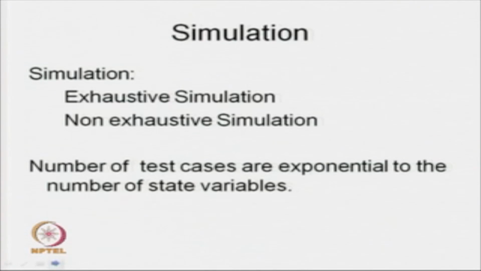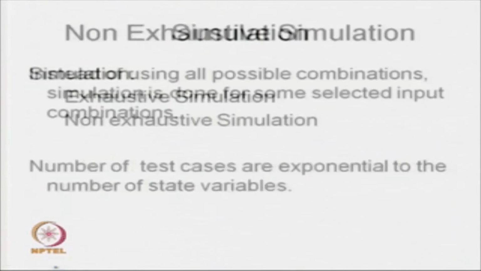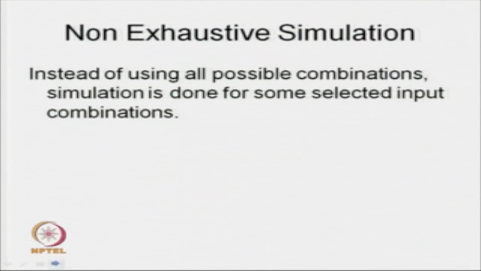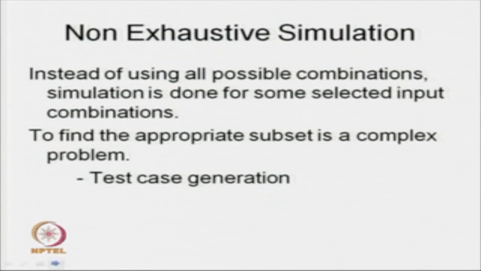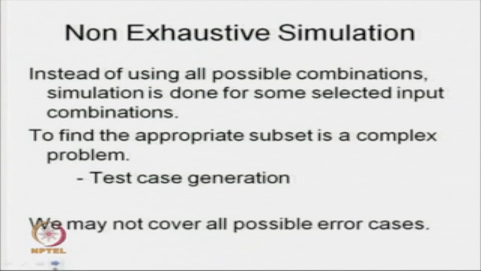So, what we said is that the number of test cases is exponential, as I have already mentioned. In that case, we are going to test it for some fixed number of input combinations. So, instead of going for all possible combinations, we will go for some selected combinations. Just summarizing: to find the appropriate subset is again a complex problem. So, we have another research problem over here, how to find the appropriate subset of those input patterns. This comes under test case generation.